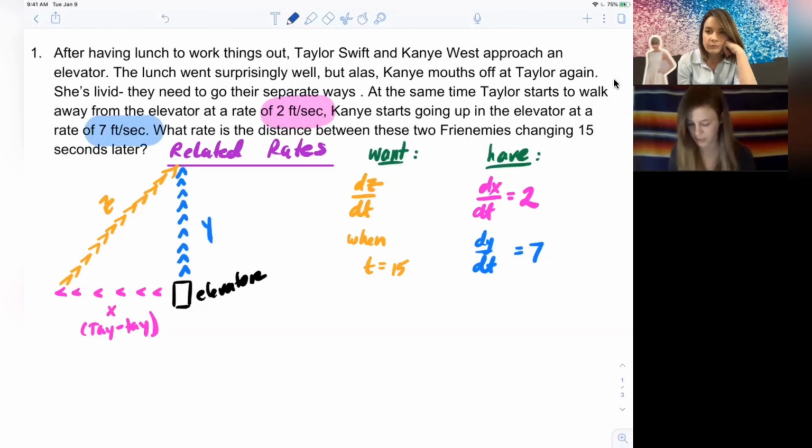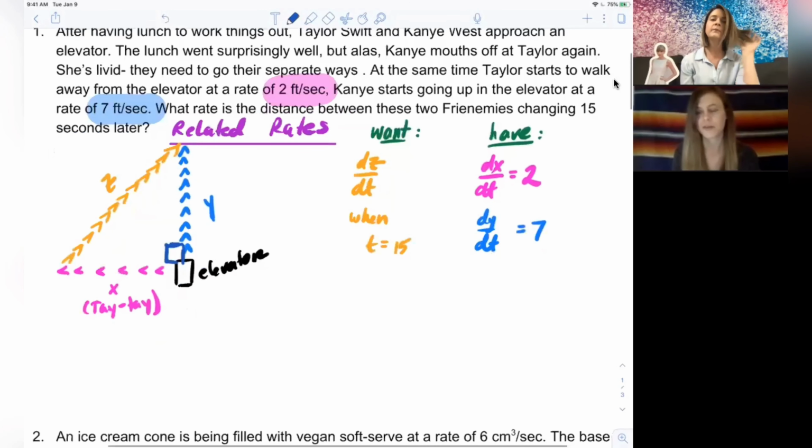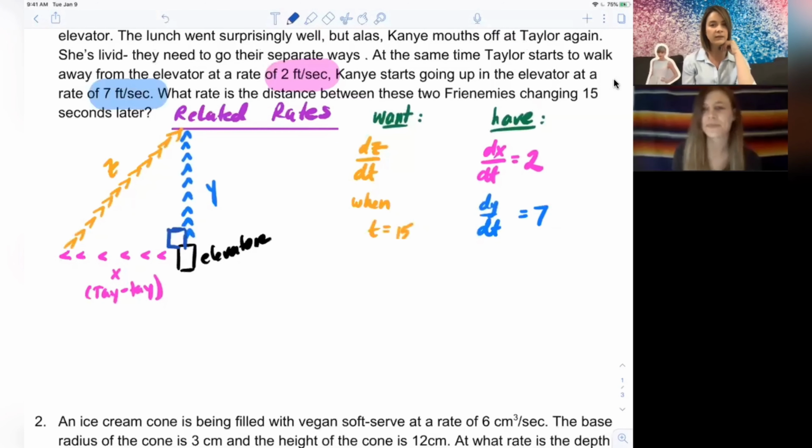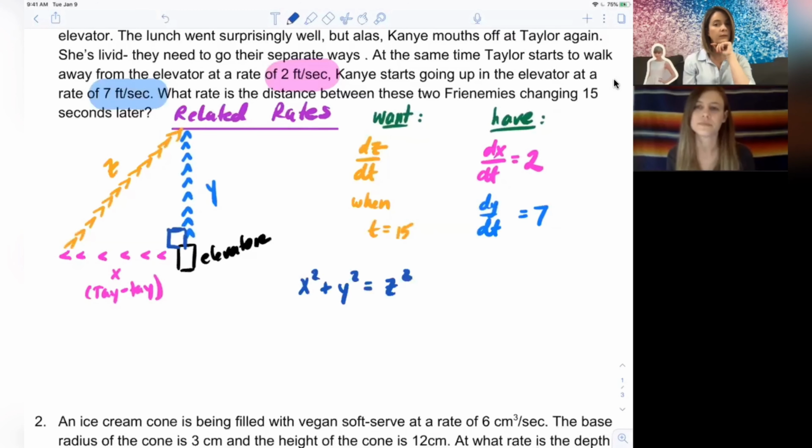So you tell me, Lindsay. Well, I see a triangle happening here and perpendicular action. Yep, so this is a right triangle. So our good old friend Pythag comes in. Yep, so the Pythagorean theorem, which is that x squared plus y squared is equal to z squared. Nice. Nailed it.